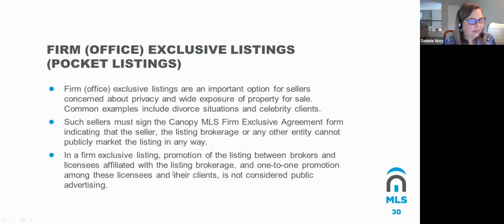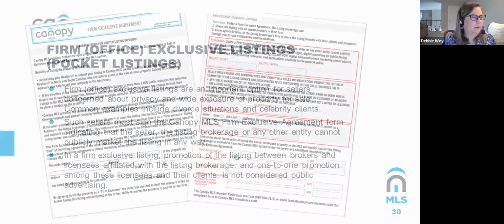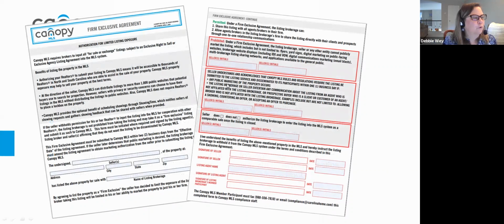In a firm exclusive listing, the firm can promote the listing between brokers and licensees that are affiliated with the listing brokerage, so you can promote it internally to other agents in your firm. One-to-one promotion among these licensees and their clients is not considered public advertising. So you can email your buyers that you're under a buyer agency agreement with that you have a firm exclusive listing, but you can't be notifying prospective buyers who are not your clients. That means you have either an agency or non-agency relationship with them, a solidified relationship. They're not your prospects.